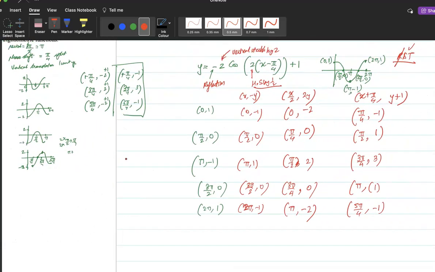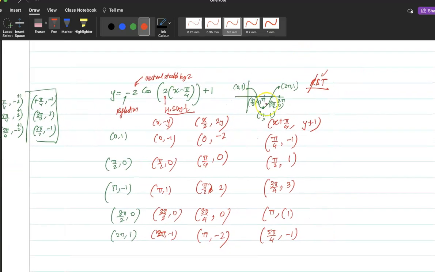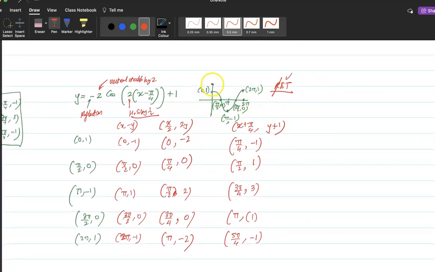Okay, alright, I'll try that. So basically what you need to do is look at a basic cos graph, look at the 5 points. Sine function also you look at the same way, and then you apply your transformations over there.